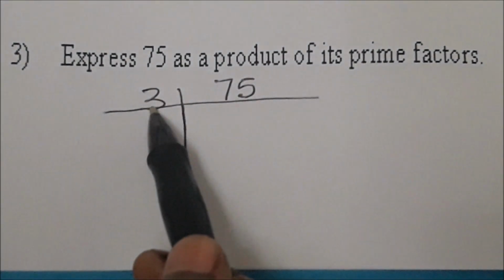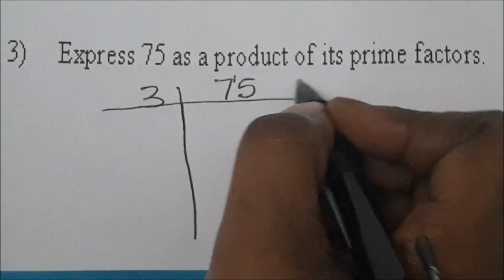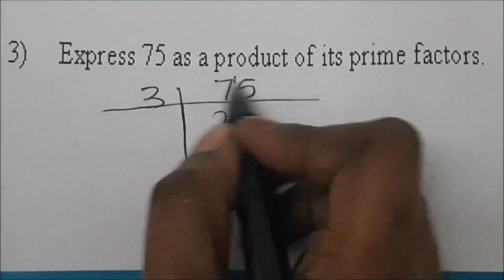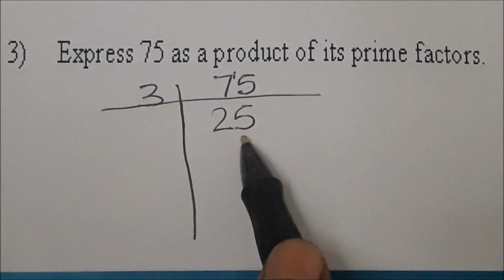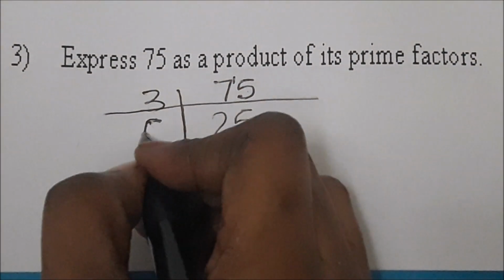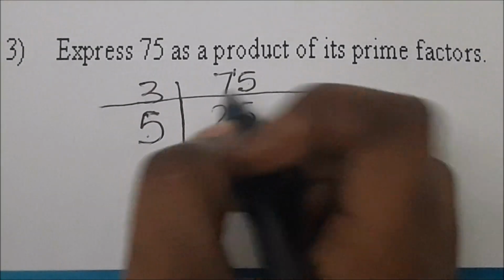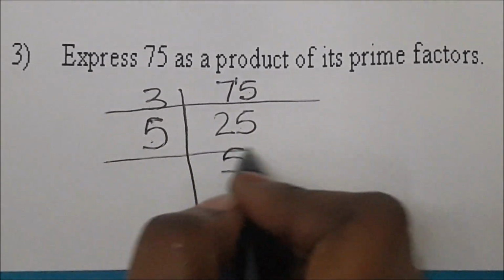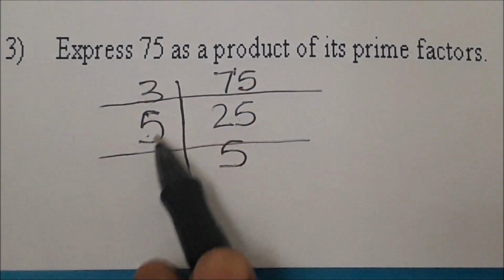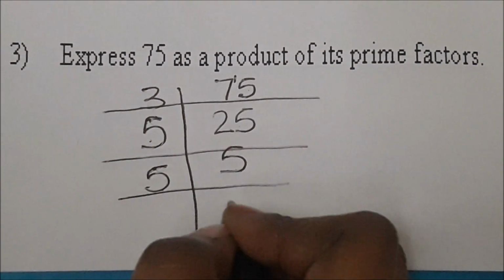3 goes into 7 twice, remainder 1, so that's 15, and 3 goes into 15, 5 times. Okay. 3 cannot go into 25 anymore, so we'll go to the next prime factor, which will be 5. 5 goes into 25 5 times. Put a line straight under it. Now we can also use 5 again because it can go into itself 1 time.